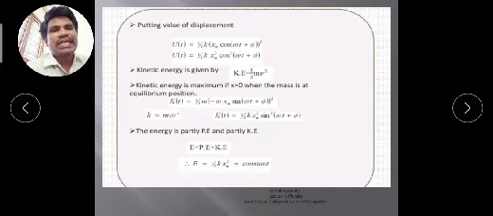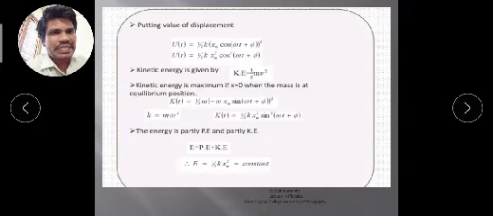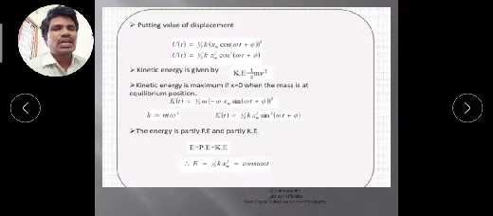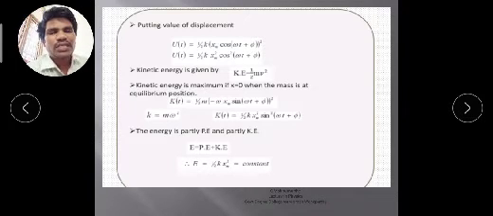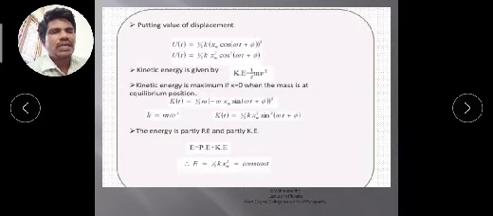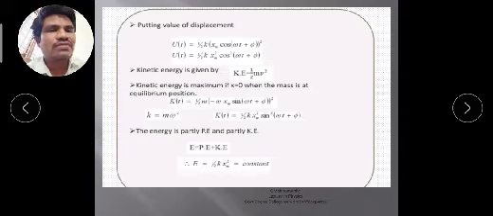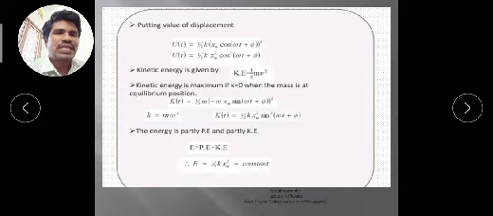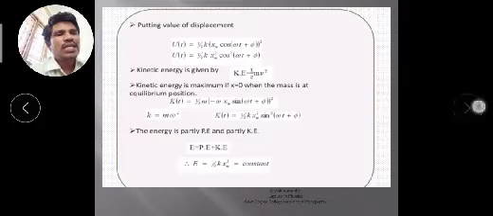The kinetic energy is given as, we know that the kinetic energy is equal to 1/2 mv². The kinetic energy is maximum at x = 0, when the mass is at the equilibrium position. K(t) = 1/2 m [-ω x_m sin(ωt + φ)]². Now k = mω², therefore K(t) = 1/2 k x_m² sin²(ωt + φ). So the total energy is partially potential energy and partially kinetic energy. Therefore E = potential energy plus kinetic energy, that is E = 1/2 k x_m², which is a constant value.